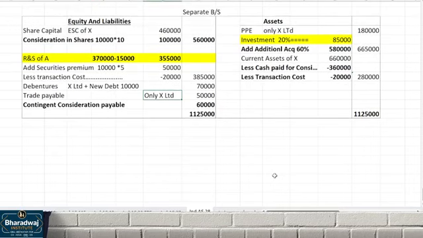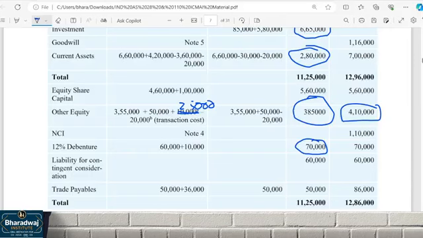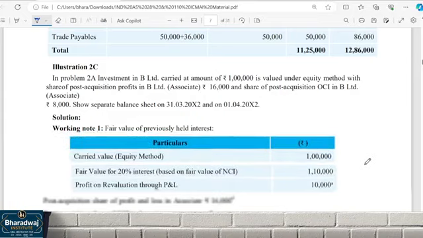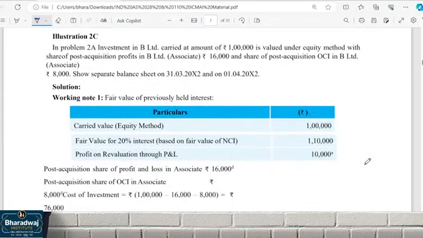Okay. So what is the mistake you corrected in the material? Other equity: the fair value change is how much? 25,000. Only then will this 4,10,000 come. Go to 2C now. Please go to 2C.